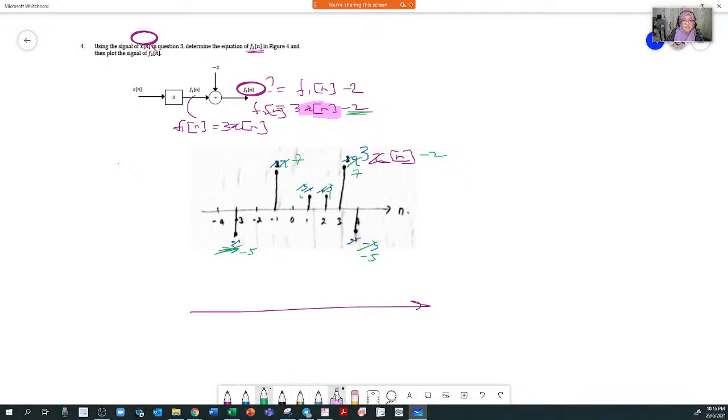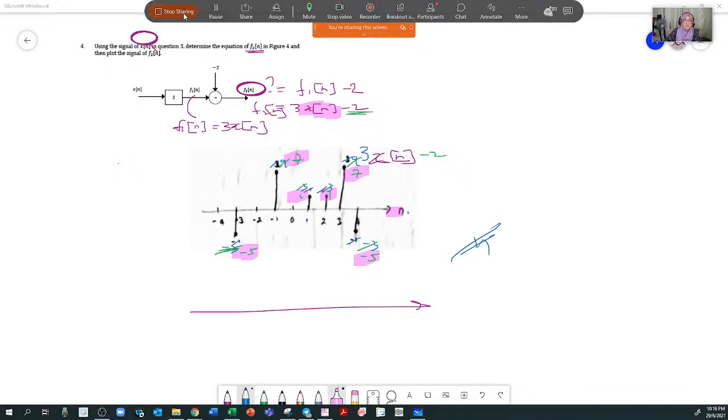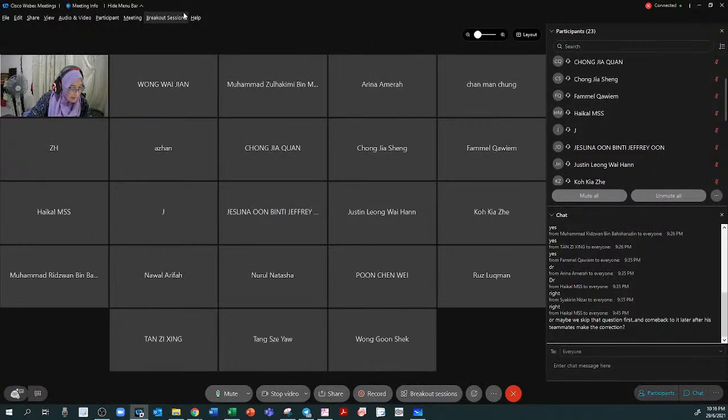Okay, so in the end, you get this answer: 7, 1, 1, 7, and minus 5 at this value. So this is the final answer without me drawing the sketches. I hope that is a very quick answer. It looks difficult, that question 4 just now, but it's really not difficult if you understood the question. So is anyone still confused on question 4 just now?